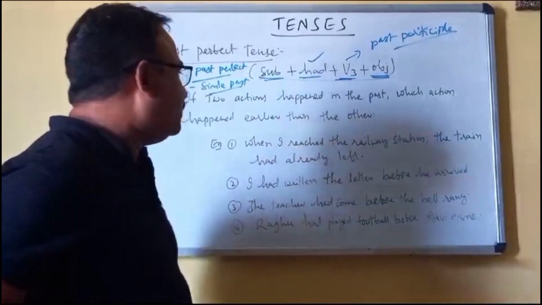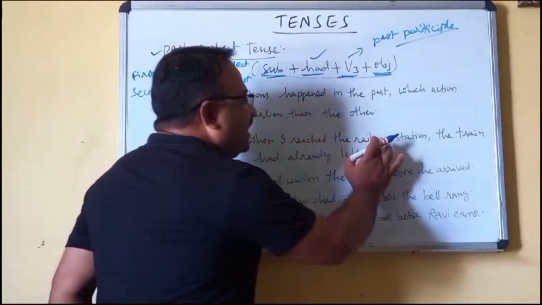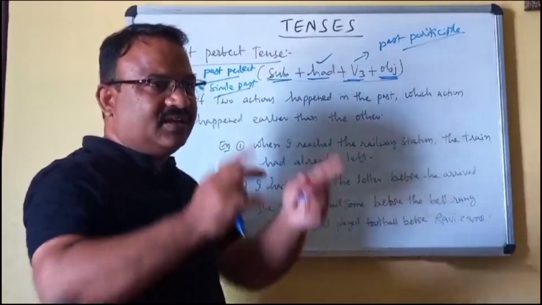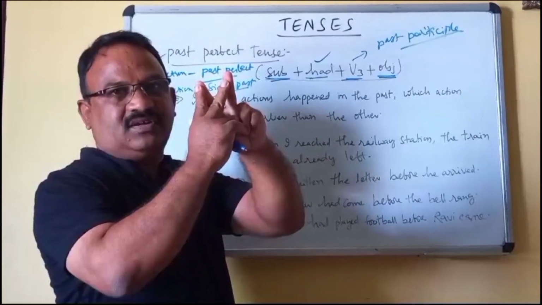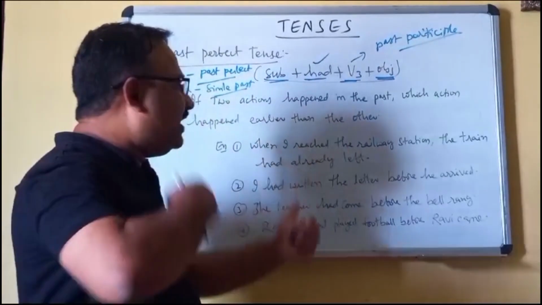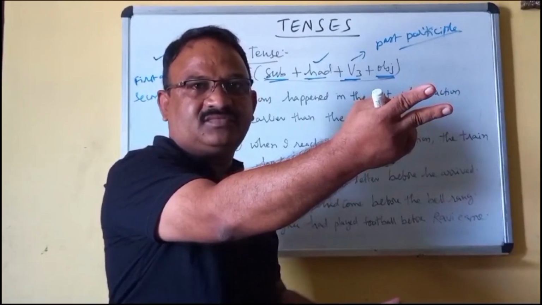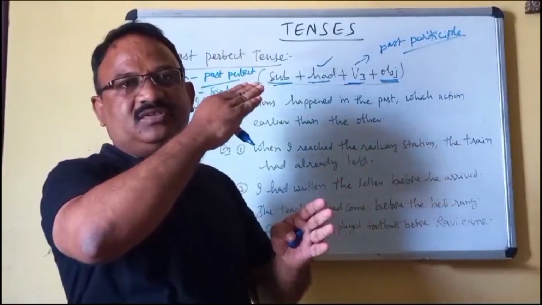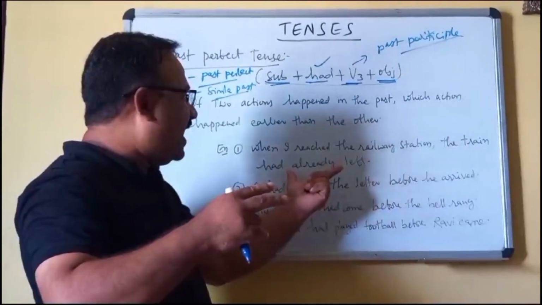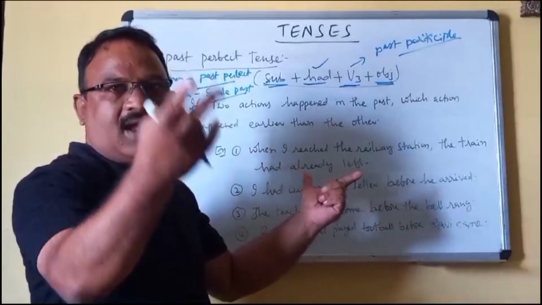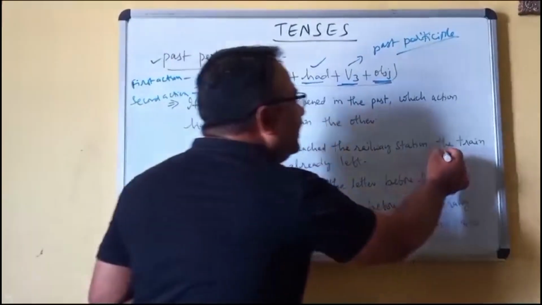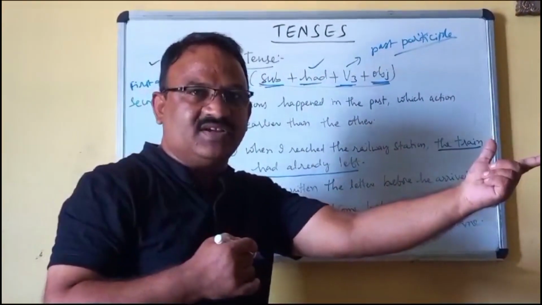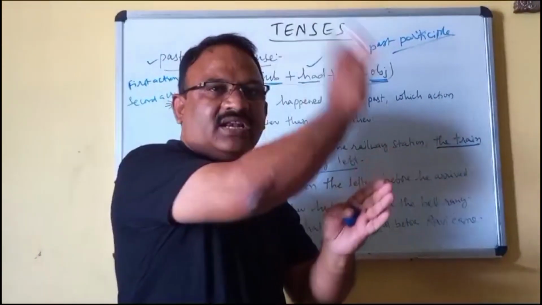Let us see examples. When I reached the railway station, the train had already left. See, here two actions happened. When I reached the railway station, the train had already left. So here in the two actions, which one happened first? The train had already left.